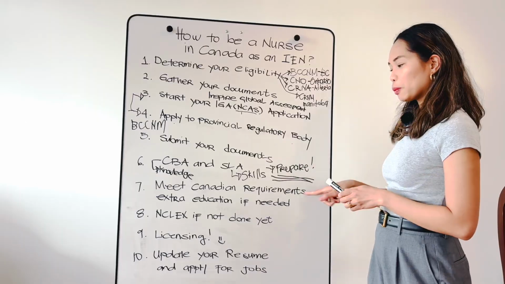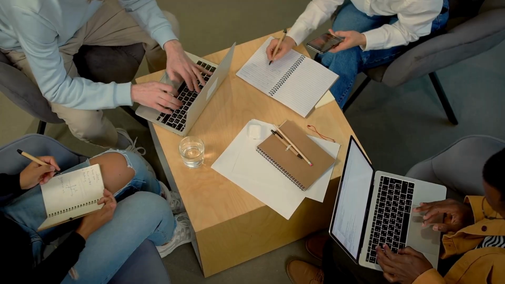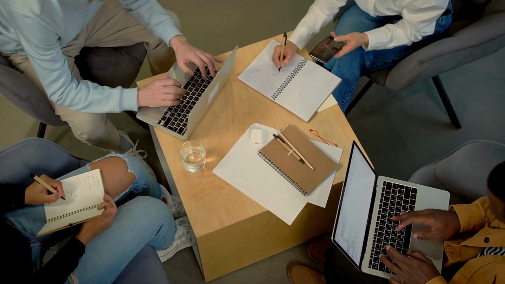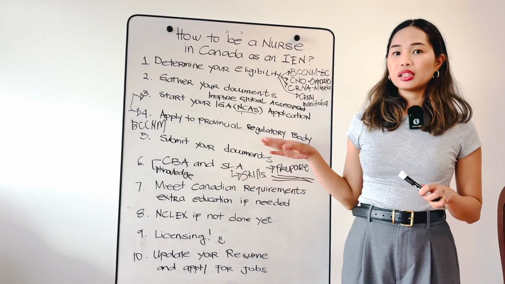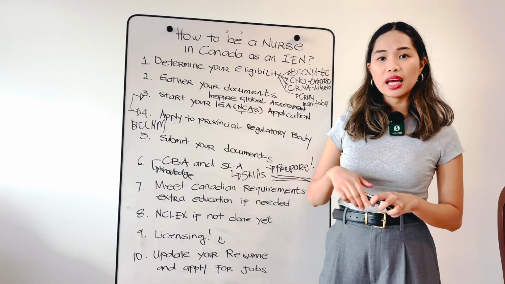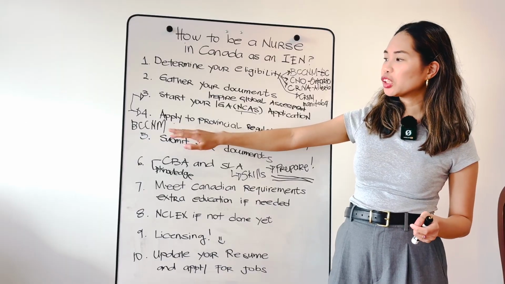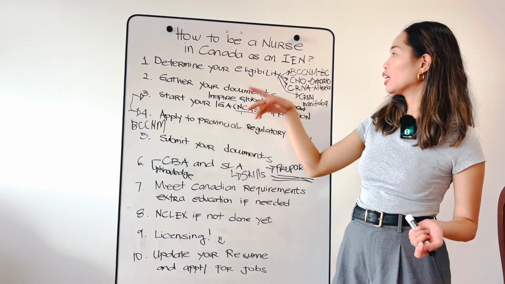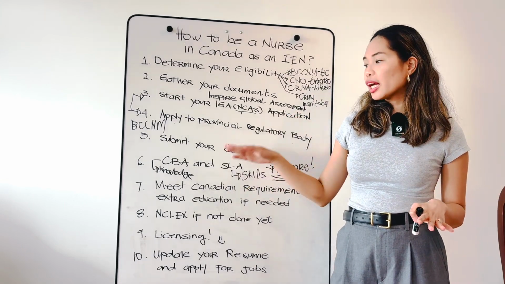So once you have prepared, and once you're all ready, you have done the courses, you have done all the preparation, then you will do your CBA and SLA. Once you have done your CBA and SLA, Inspire Global Assessment, or NCAS, will send all your results to BCCNM. If you're applying for British Columbia, they will submit it to BCCNM or CNO, CRNA, to the regulatory body. And the regulatory body will email you and let you know what the next steps are.